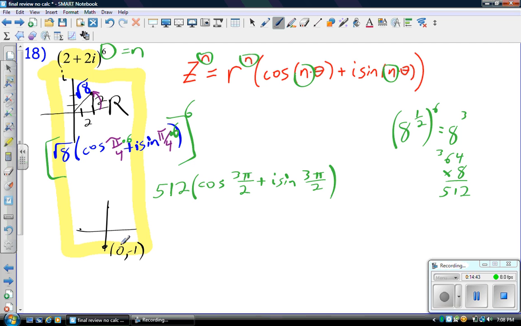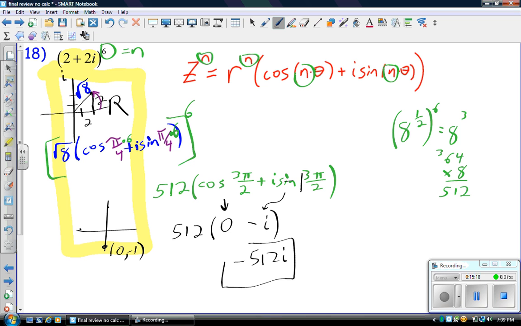We did this one a little while ago. The cosine is 0, so this is actually the number 0. The sine is negative 1, so this would actually be negative i, negative 1 times i. We still have the 512 out in front. There's that part. So 0 is obviously gone. Negative i times 512 is negative 512i, which on your multiple choices, that is nowhere to be found, so that's why the answer is D, none of these. Okay, last one I want to go over is number 20.